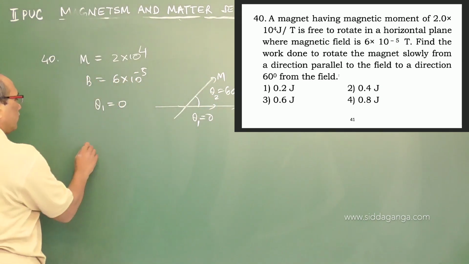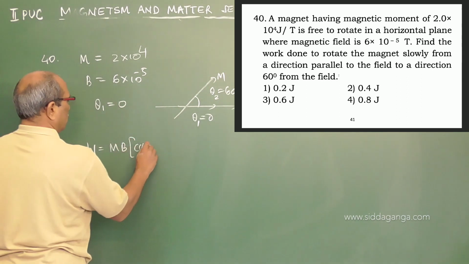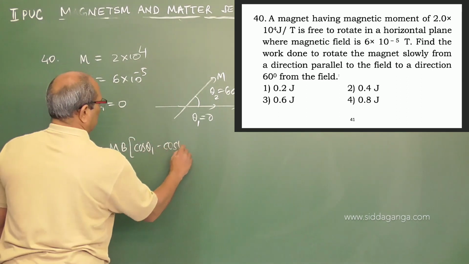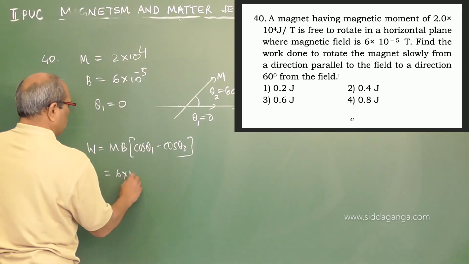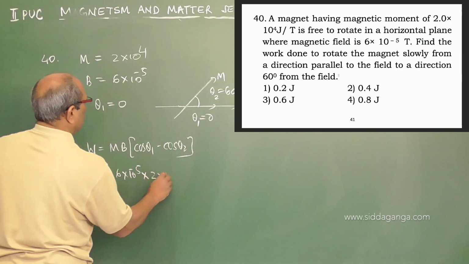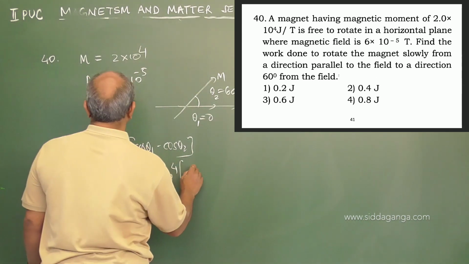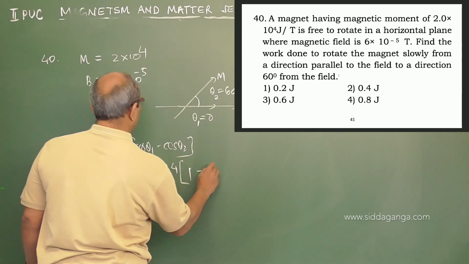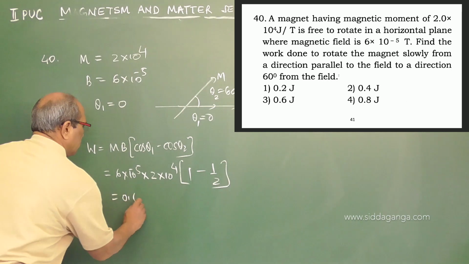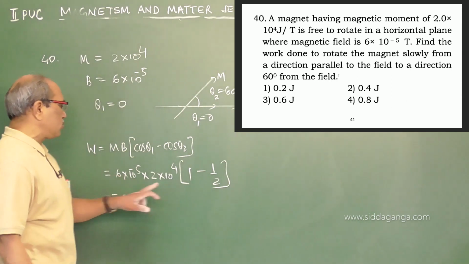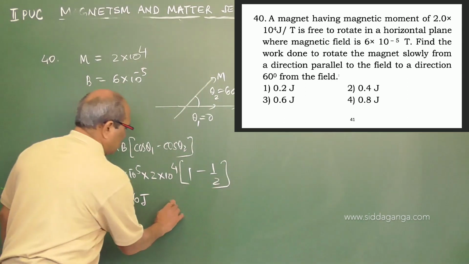Work done is MB into cos theta 1 minus cos theta 2. That is 6 into 10 power minus 5, times 2 into 10 power 4, times cos 0 which is 1, minus half. Half remains, the 2 cancels, 6 into 0.1. That becomes 0.6 joules, option 3.